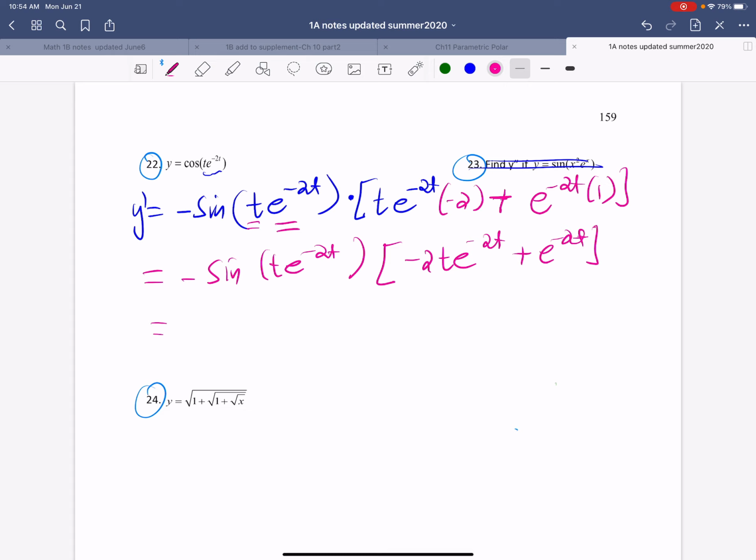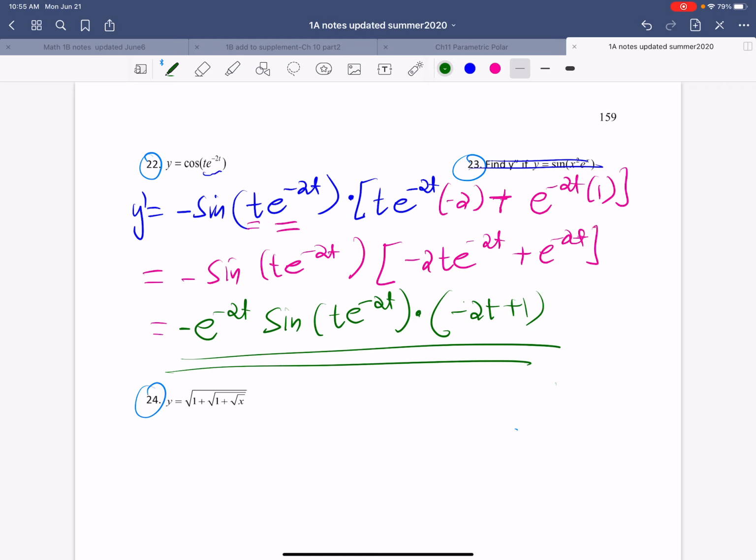If we want, we can pull out e to the power negative 2t all the way in the front, and then a negative sign at the front, and then we have sine of t e to the power negative 2t, and then we also have to multiply with negative 2t plus 1. We can write this function like this, and make sure you make the distinction that this is not a part of your argument for sine. That's why I put the product sign in the middle. This is not a part of your argument for sine. I would have put a bigger bracket if it was.